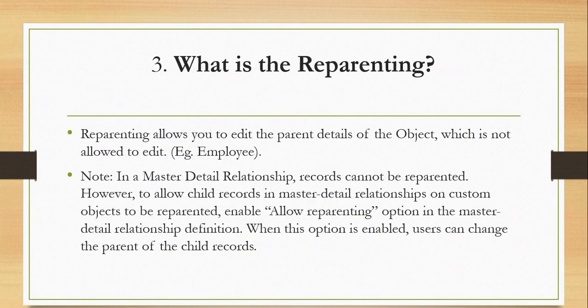What is reparenting? Reparenting allows you to edit the parent details of the object, which is not normally allowed in a master-detail relationship; records cannot be reparented. However, to allow a child record in a master-detail relationship on a custom object to be reparented, enable the Allow Reparenting option in the master-detail relationship definition. When this option is enabled, the user can change the parent of the child record.